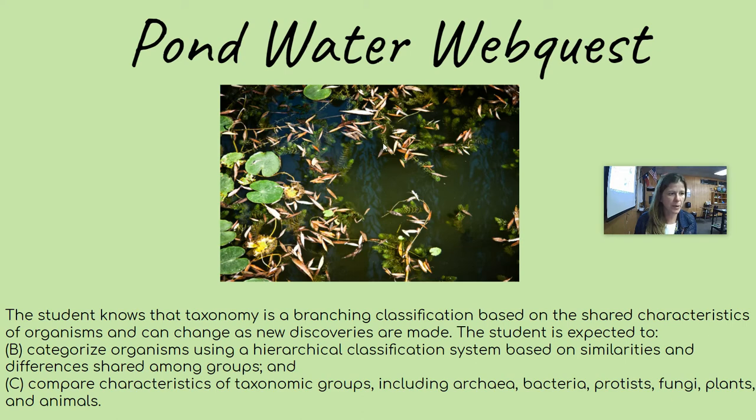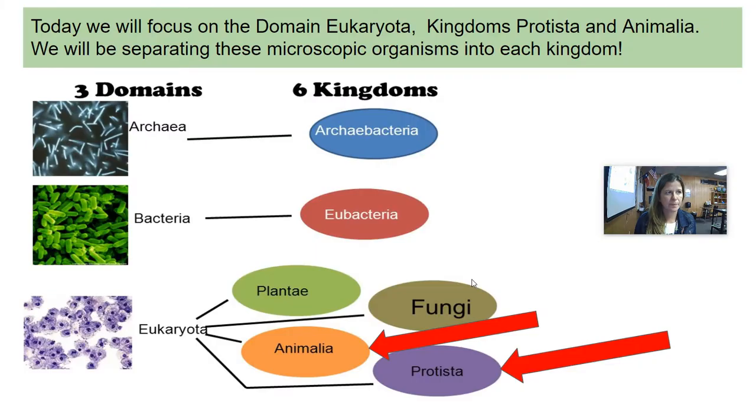Pond Water WebQuest. Today we're going to categorize organisms using a hierarchical classification system based on similarities and differences shared among groups and compare characteristics of taxonomic groups, including archaea, bacteria, protists, fungi, plants, and animals. Today we will focus on the domain Eukaryota, kingdoms Protista and Animalia.